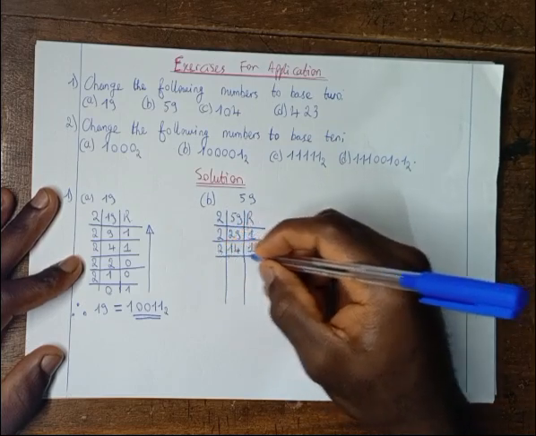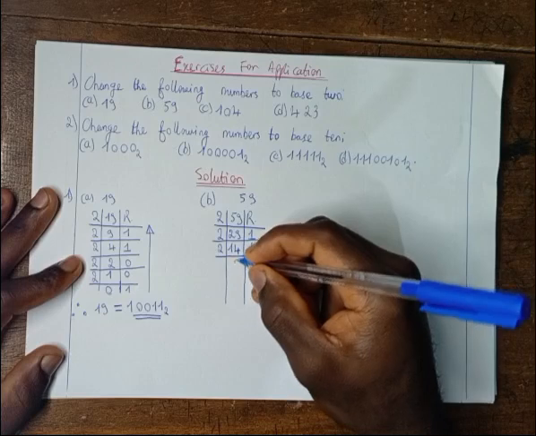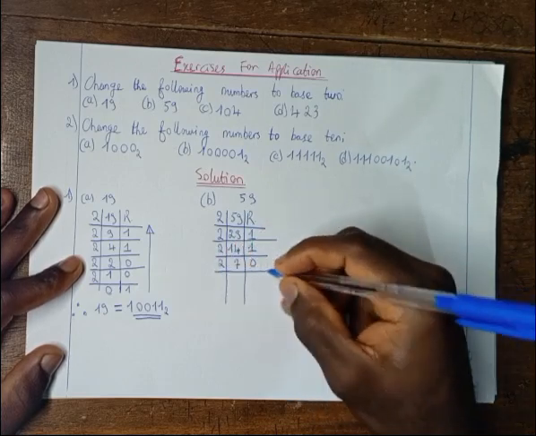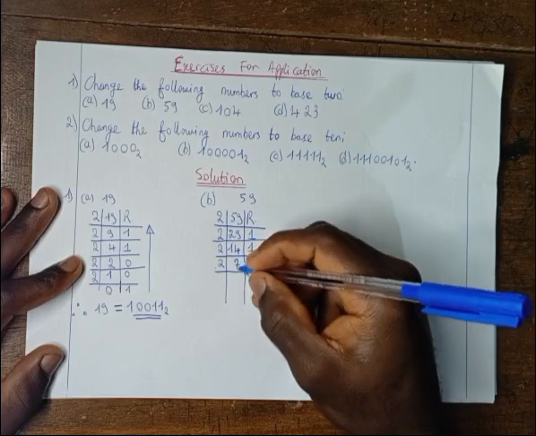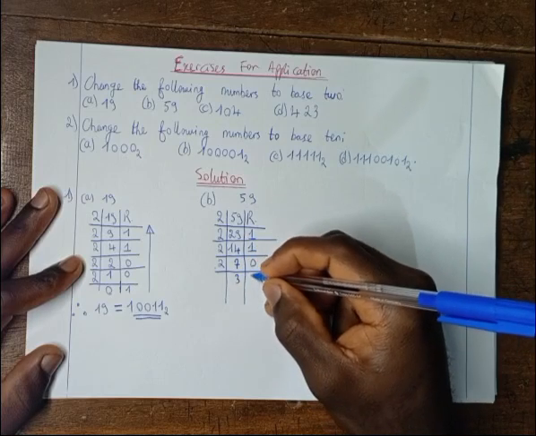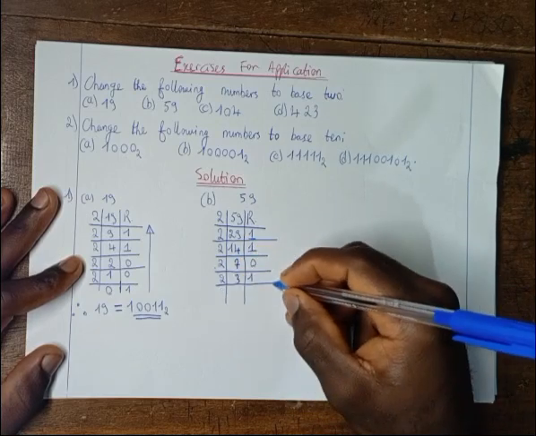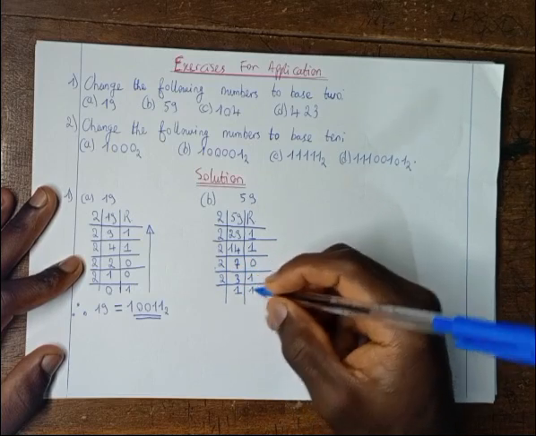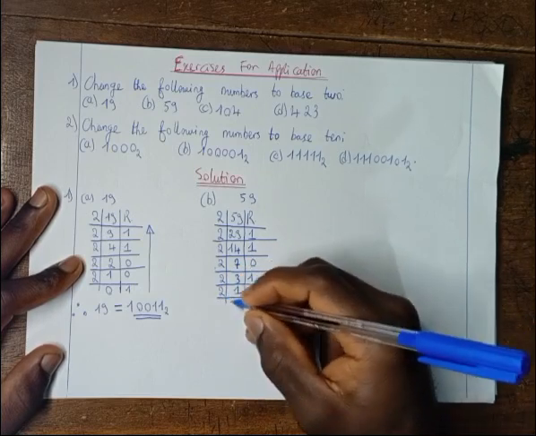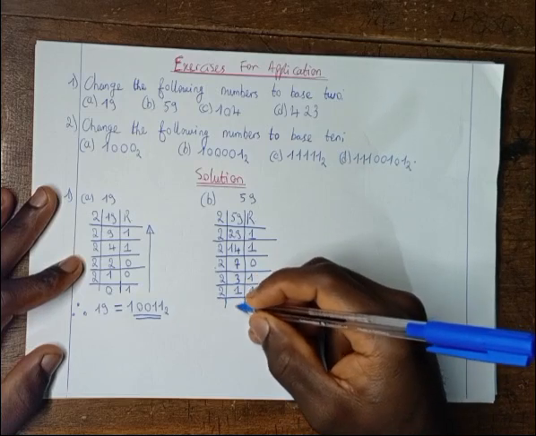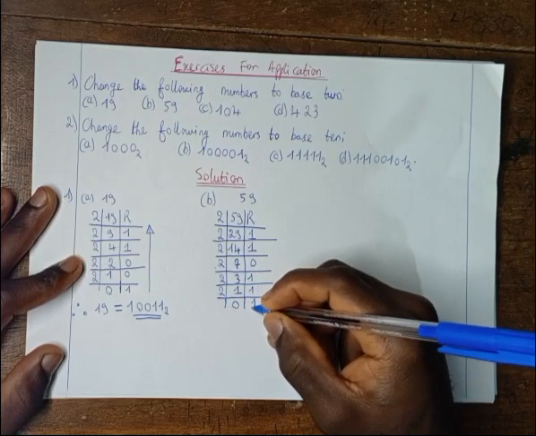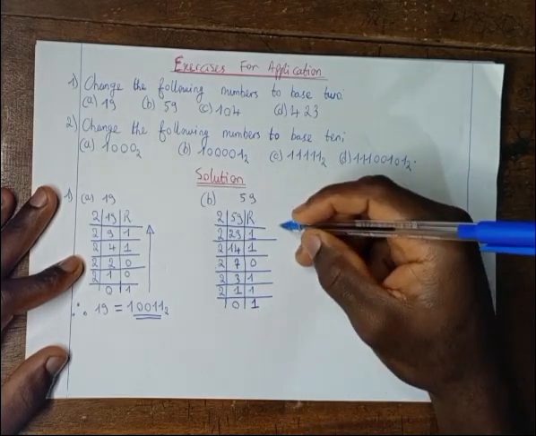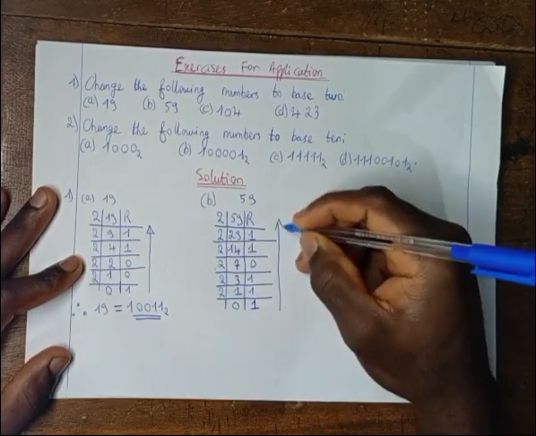Next, we are going to divide 14 by 2, gives us 7, remainder 0. We bring down 2. 7 divided by 2 gives us 3, remainder 1. We bring down 2. 3 divided by 2 gives us 1, remainder 1. We bring down 2. 1 divided by 2 gives us 0, remainder 1. The whole number part will be 0, the remainder will be 1. Then we copy from bottom to top.